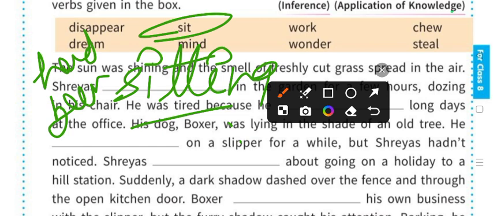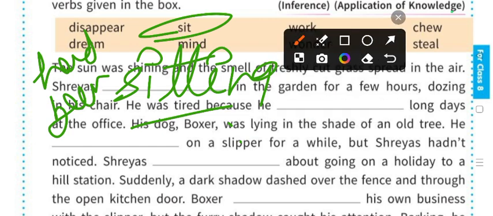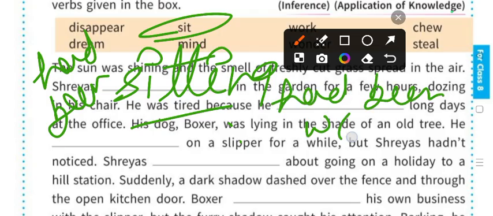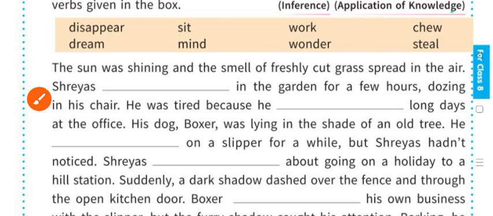He was tired because he, now if he has done some work, then he had been working. What work had he done? He had done work, right. He had been working long days at the office. His dog Boxer was lying in the shade of an old tree.